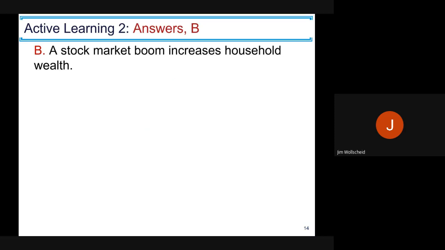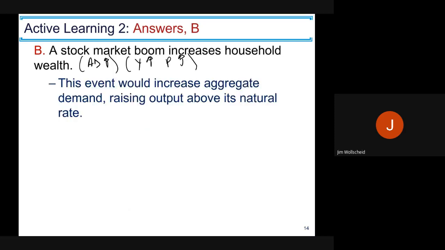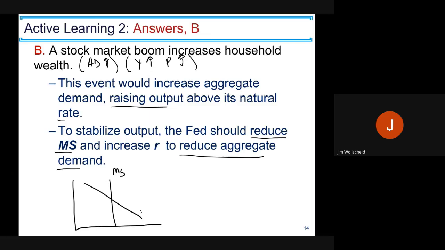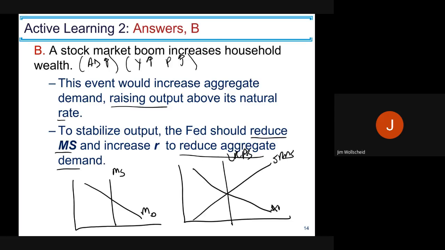What about the other one? What about a stock market boom? Well, here, a stock market boom shifts aggregate demand to the right. And here, output increases, and so does the price level. Output is above the natural rate. And because it's above the natural rate, what the Fed wants to do is reduce MS and reduce aggregate demand back to normal. So let's start with where we are originally. Everything's in balance. What happens first is the stock market boom. We shift right.